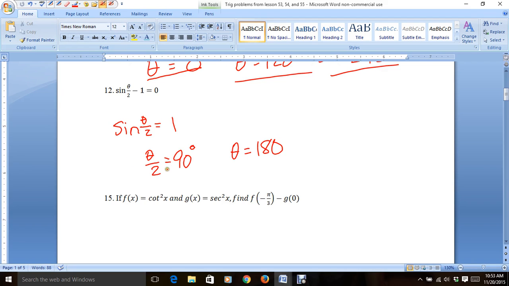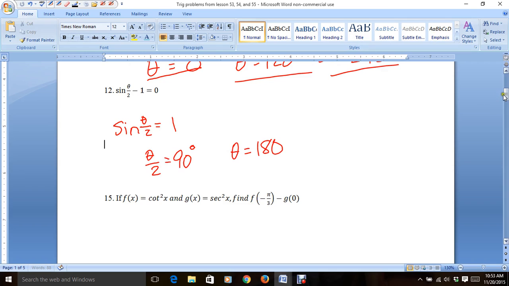Now, you can't find any other values between 0 and 360 for theta that are going to work. Because if you spin around the circle again and you go to 360 plus 90, that is 450, and then if you multiply that by 2, then you're way out of range. So that's the only possible answer, is that theta would be 180, because look, think about it, plug it back into the equation. Sine of 180 over 2 is sine 90, which is 1, and that is what we're looking for.